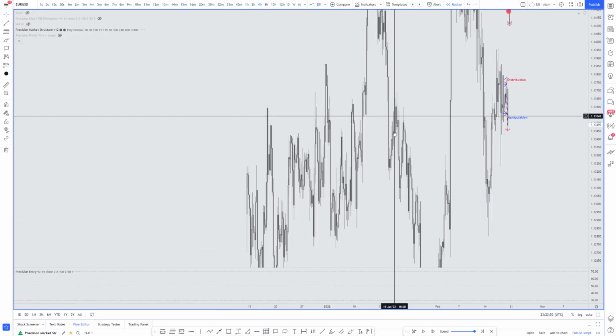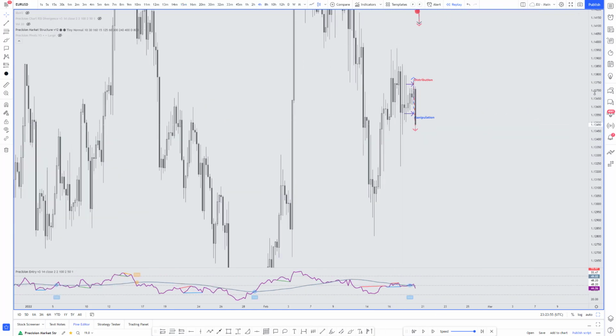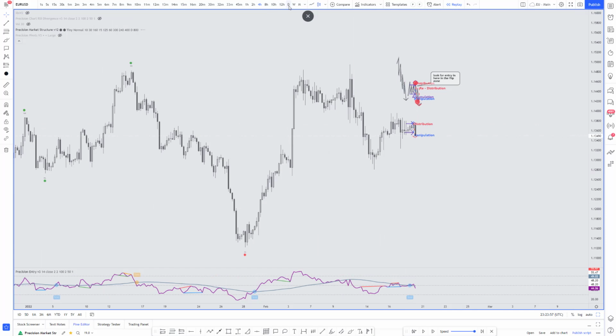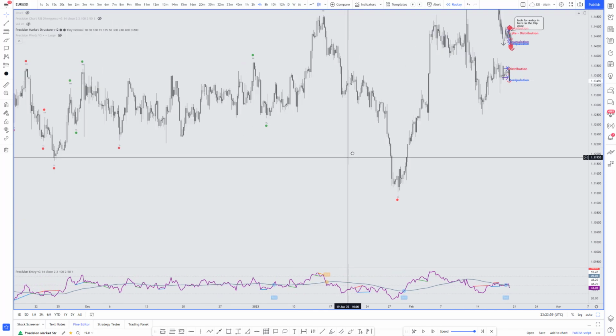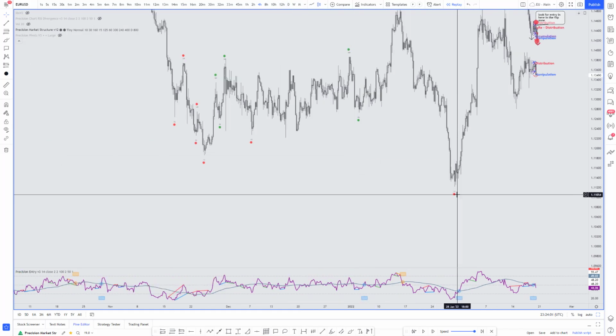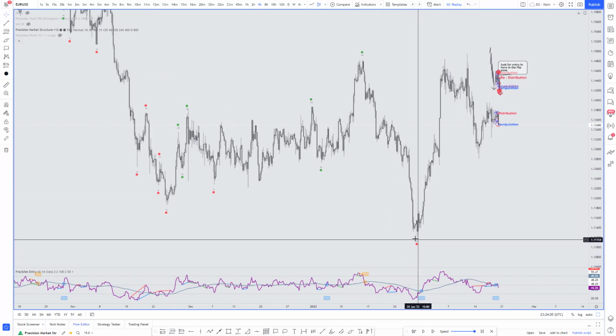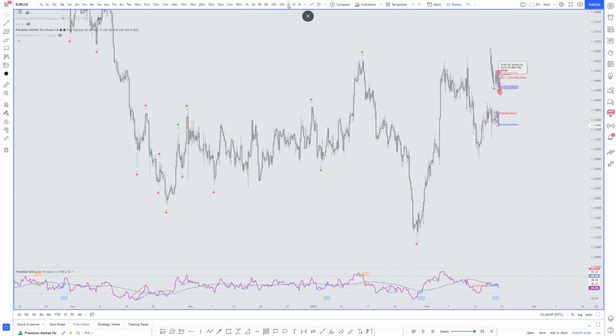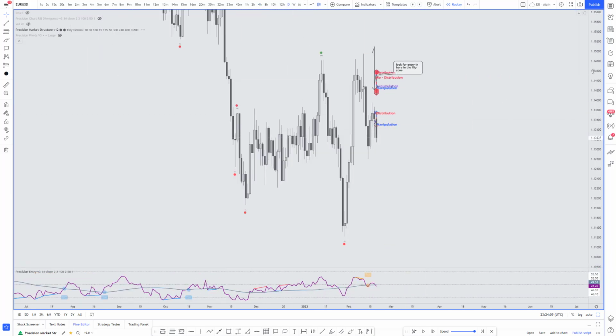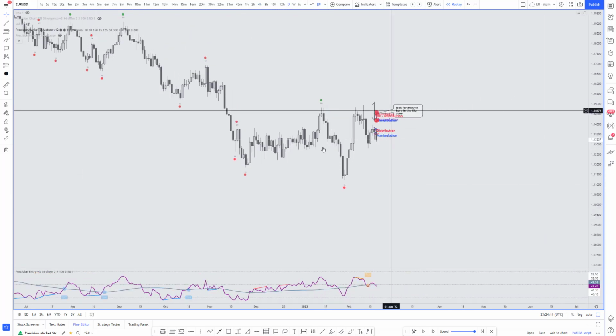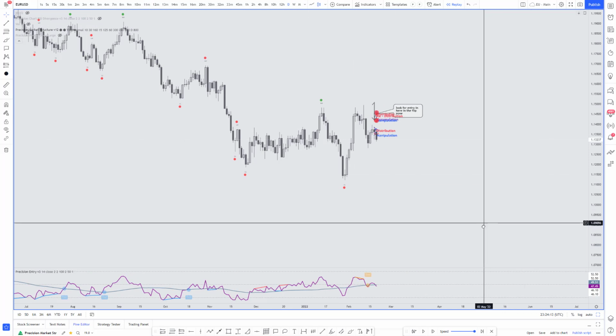Just before we get too crazy on this, let's just look at the 4-hour quick. So on the 4-hour, the last thing we did is put in a new low. So we are currently unconfirmed bearish on the 4-hour. On the daily, the last thing we did, and this is an Oanda chart for anyone that wants to double check.